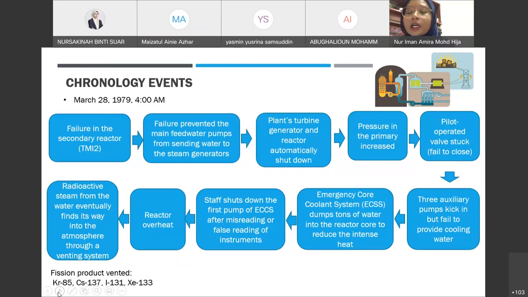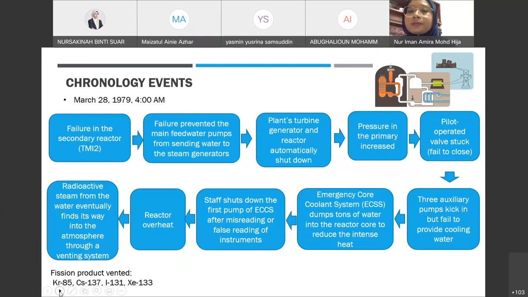The emergency core coolant system, ECCS, dumped tons of water into the reactor core to reduce the intense heat. A technician shut down the first pump on the ECCS after misreading, or getting a false reading, on his instrument. A second pump was tripped about 6 minutes later, completely halting the last line of defense against overheating. The technician realized the system was not functioning and opened the closed valve in an attempt to bring down the temperature in the reactor. When it was opened, the fission products vented to the system. The fission products vented were krypton-85, cesium-137, iodine-131, and xenon-133.